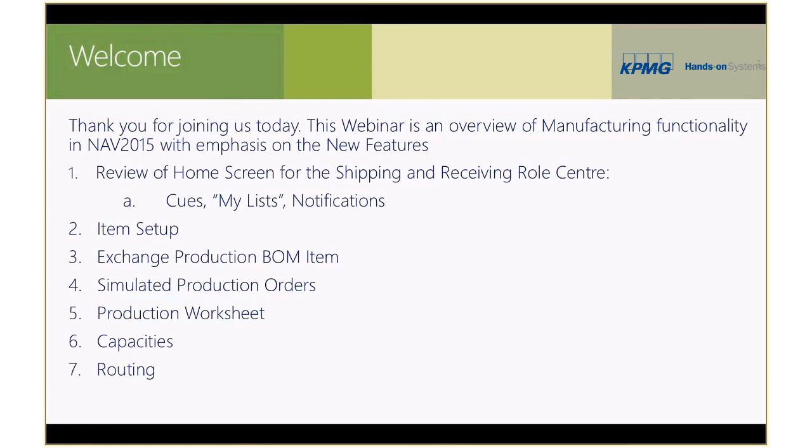In this webinar, we'll be looking at the new functionality, specifically around manufacturing, including the home screen again, so we can see the differences in the home screen for the production planner, and item setup relevant to manufacturing, exchange production BOM items, simulated production orders. Going to try the production worksheet, have a look at capacities and routing.